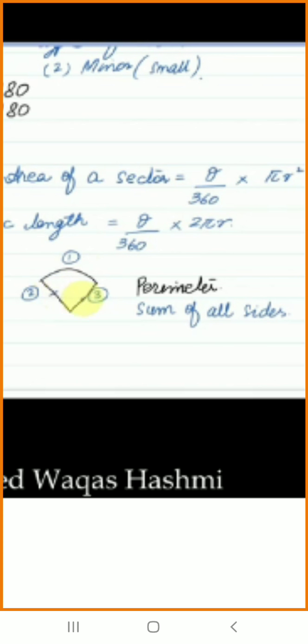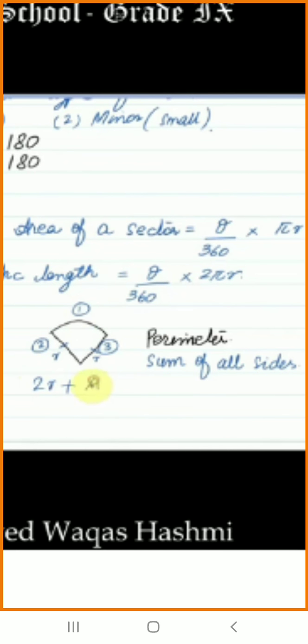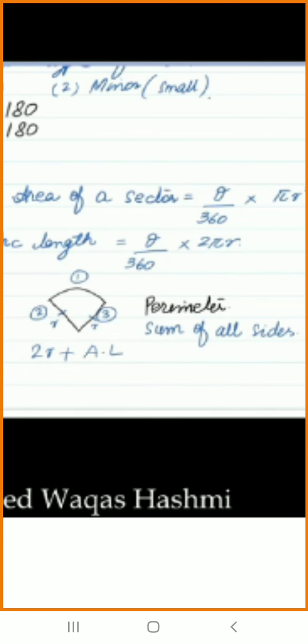So this length and this length, they are always equal and they are the radius. So r plus r, it's 2r, plus 1 is the arc length. So the perimeter of a sector is 2r plus arc length, right? Okay. So that is the theoretical part of the sector, the working formula. What is a sector? What does it look like? And how we use the working formulas to find the area and perimeter of the sector.